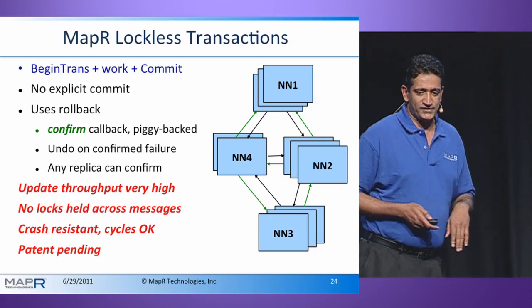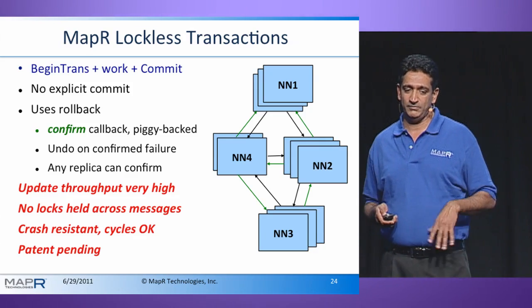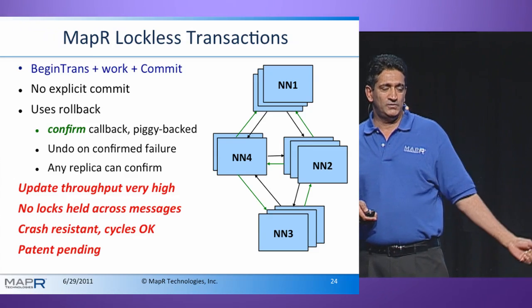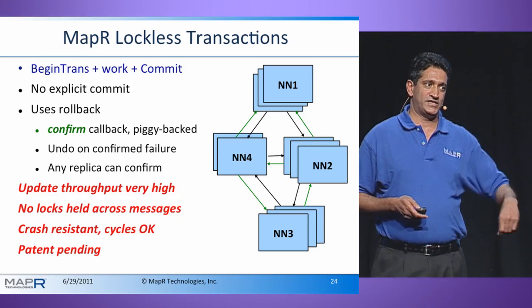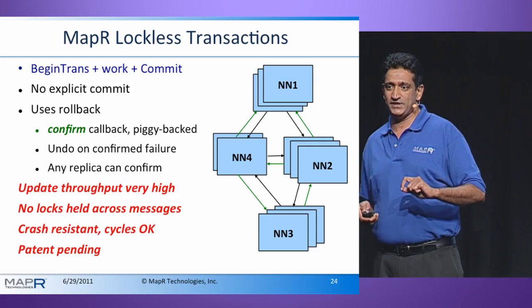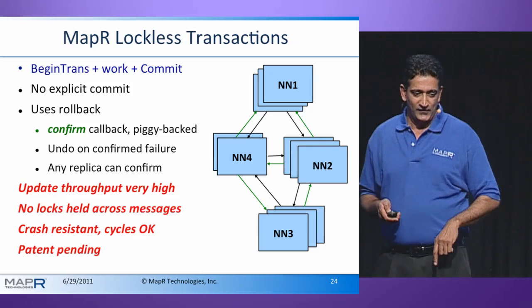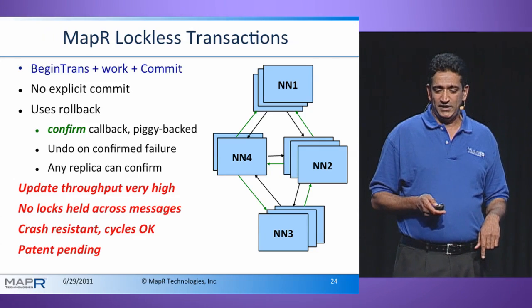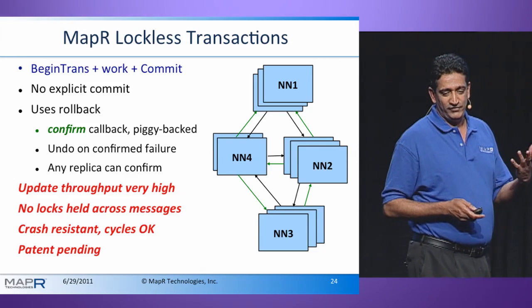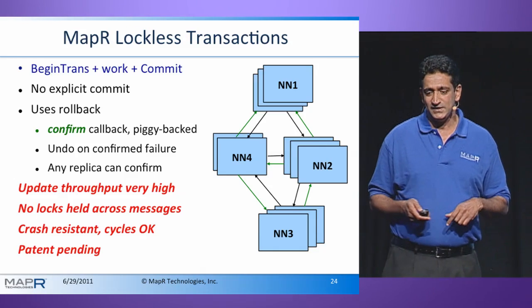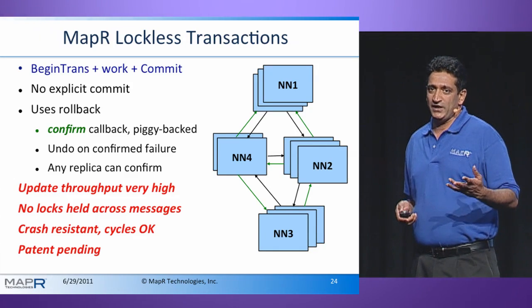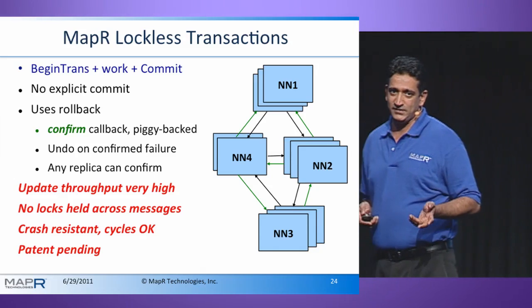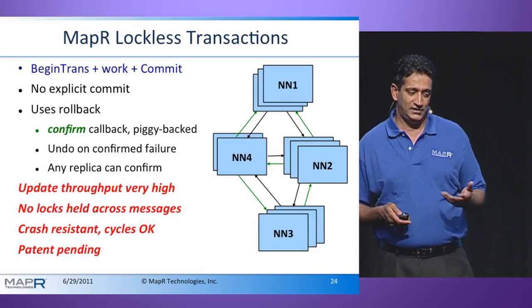So we introduced lockless transactions, where we do a begin trans, work, and then commit. And there's no explicit commit, it's piggybacked. And the undo is done by using rollback. And any replica can confirm. So even if you have cycles like this, the confirmation is done by any replica. So it's pretty crash resistant. And there are no locks held across messages, and the cycles are OK.